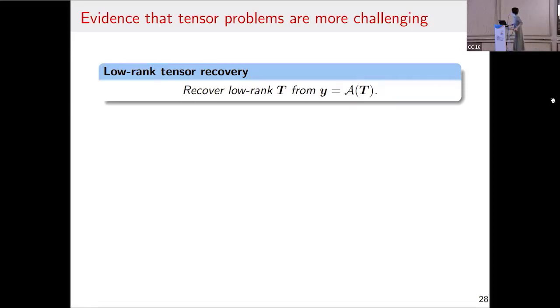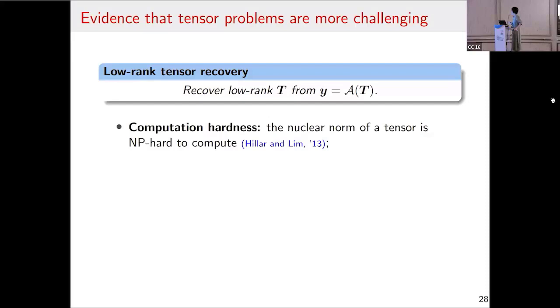And surprisingly, the tensor problem seems to be much, much more challenging than its matrix counterpart. Some of the potential reasons might be the following. The first one is computational hardness. We know that for matrices, we can resort to convex relaxation, such as nuclear norm minimization. But it turns out that the convex relaxation for tensor rank is NP-hard to compute. So even if you do convex relaxation, it doesn't mean you can solve it in a computationally tractable manner.